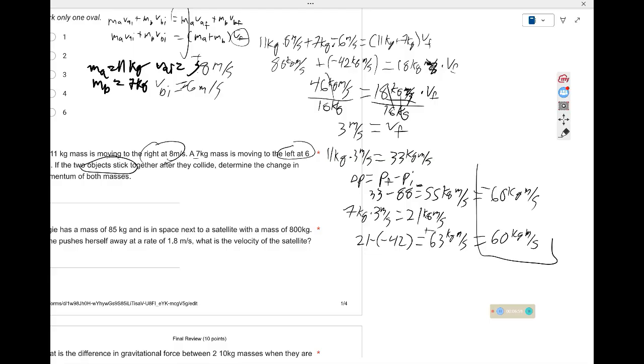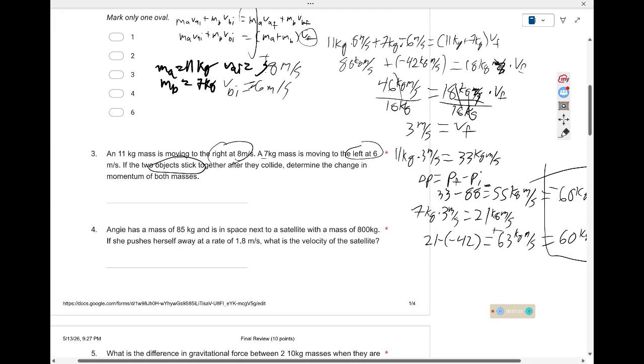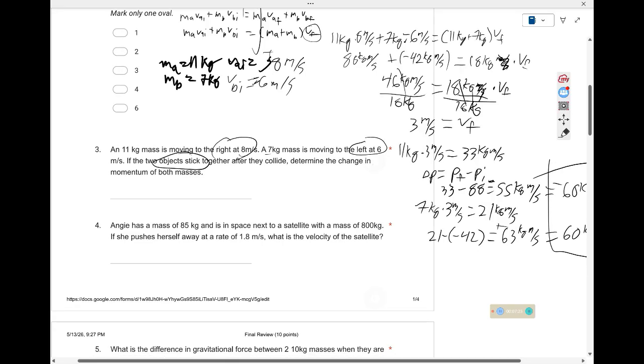So notice what we have here. We have one losing 60 kilogram meters per second, the other one gaining 60 kilogram meters per second. And that should fundamentally make sense. If momentum is conserved, then however much one object lost, the other one's got to pick up, right? If one loses more than the other, then we've lost momentum, and that's not happening. Okay. So that's how the first one goes.